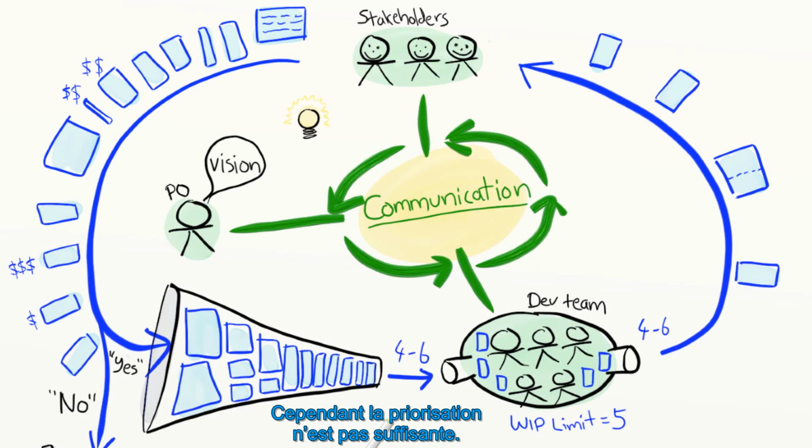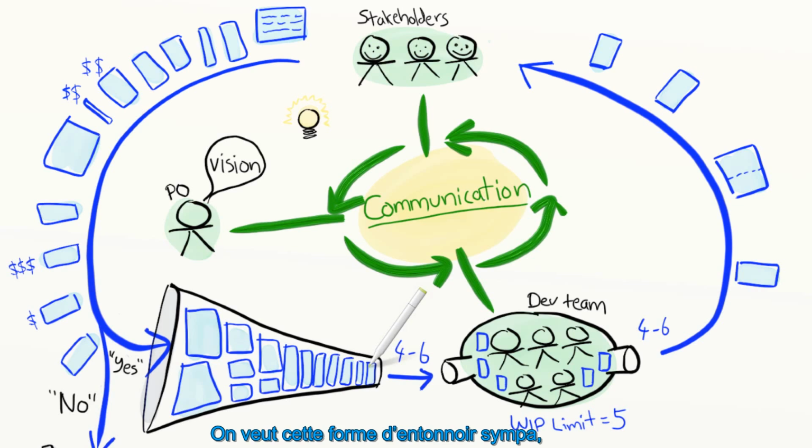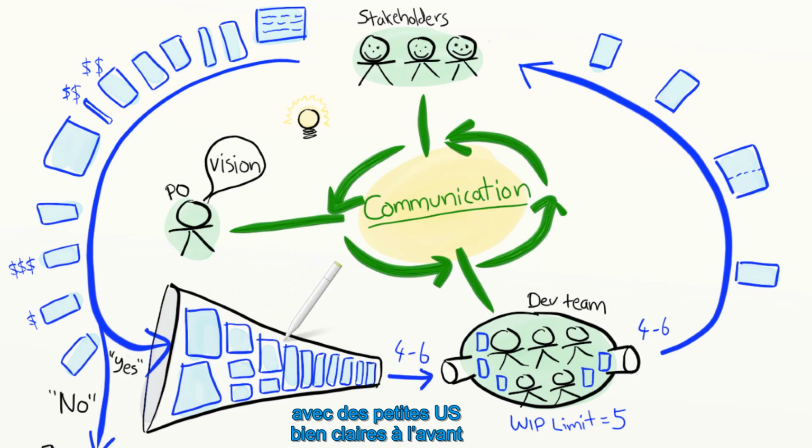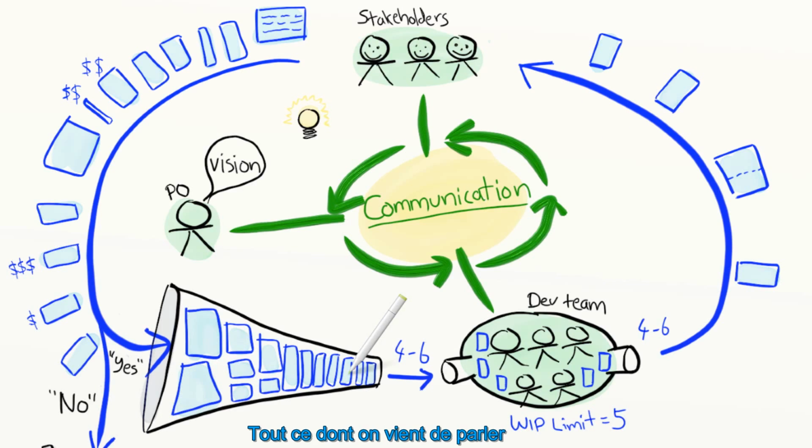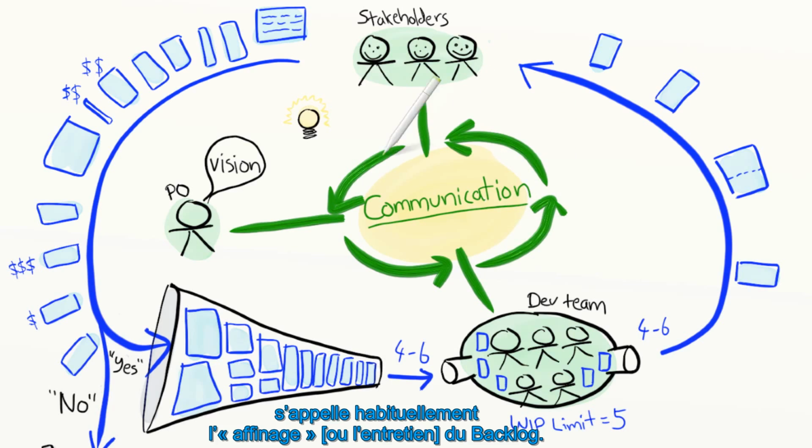Prioritization is not enough though. In order to deliver early and often, we need to break the stories down into bite-sized pieces, preferably just a few days of work per story. We want this nice funnel shape, with small clear stories at the front and more vague stories at the back. By doing this breakdown in a just-in-time fashion, we can take advantage of our latest insights about the product and user needs. All this stuff I've been talking about, estimating the value and size of stories, prioritizing, splitting, all that is usually called backlog grooming.